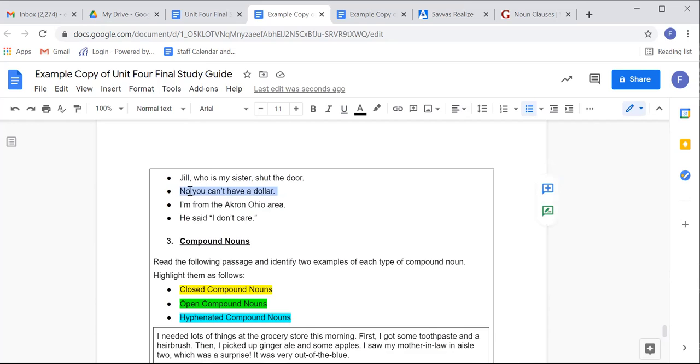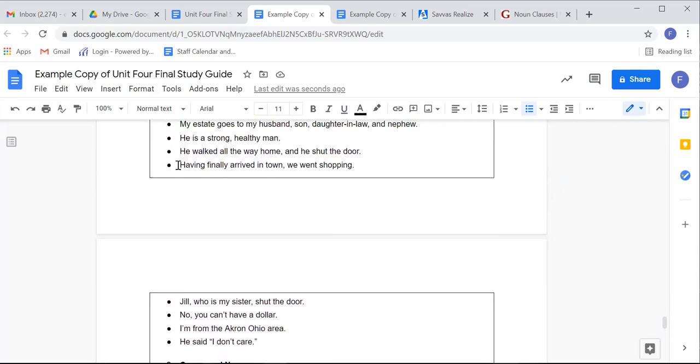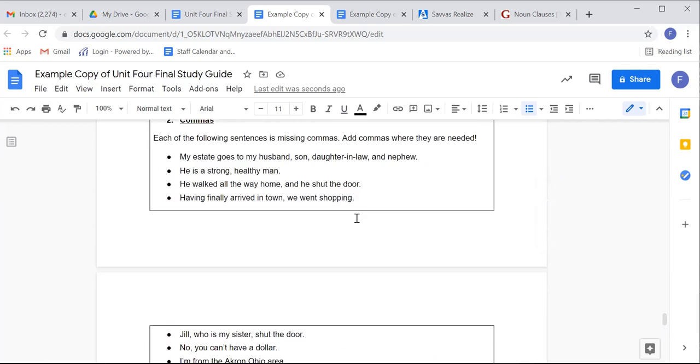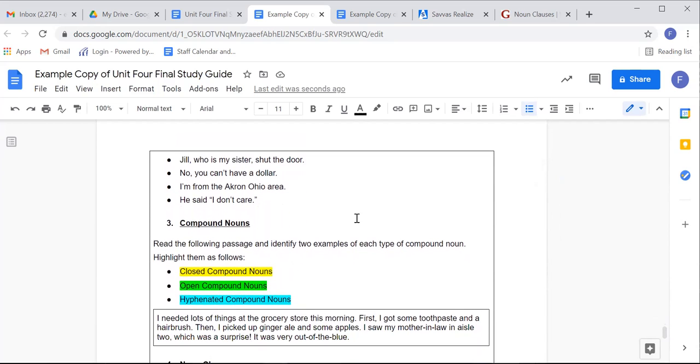No, you can't have a dollar. This is your next sentence example, and you should have a comma after no. This is because no is an introductory word. So it again goes along with rule 2, just like this sentence does. But I just have a word introducing the sentence instead of a phrase.